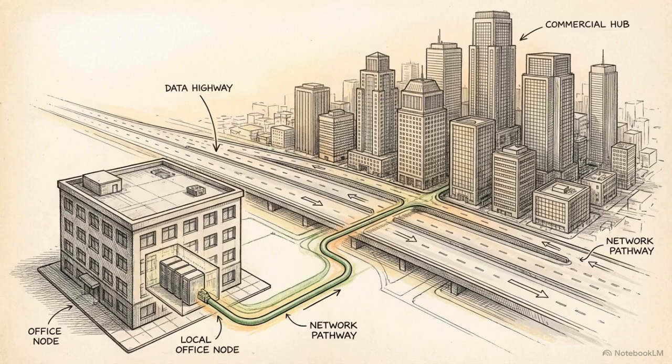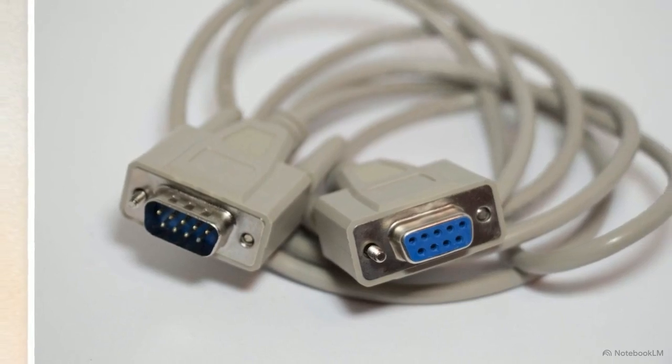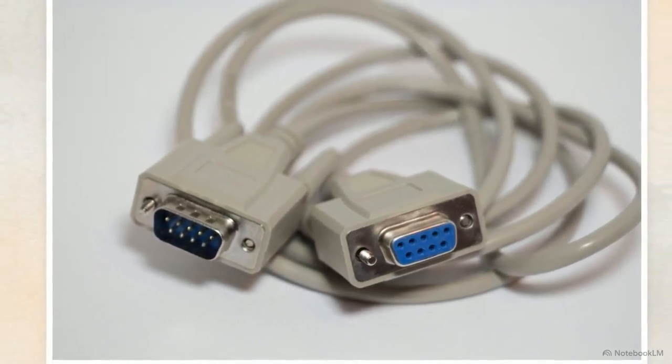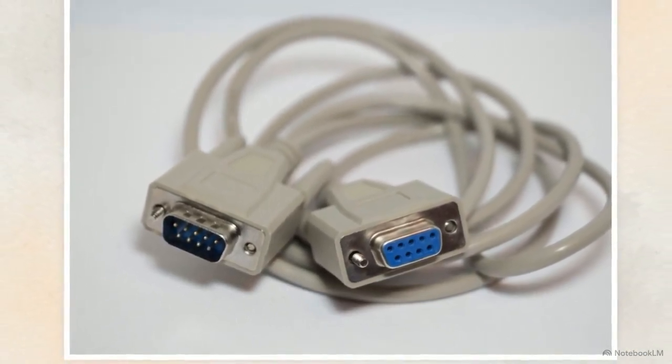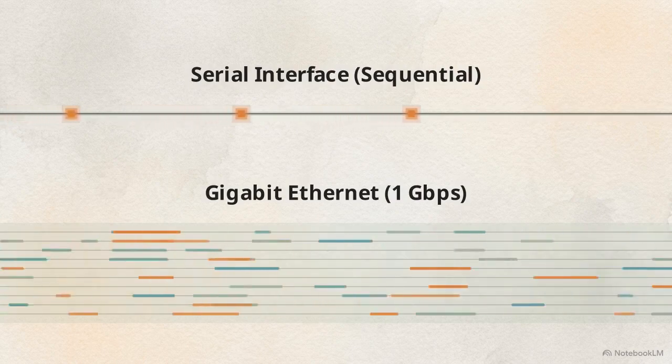For the final leg of the journey, imagine PC3 requests data from a website. Now, the packet must leave the local office and enter the Wide Area Network, or WAN. To connect to outside telecom providers, the router might use a serial interface. This beige DB9 connector is a specialized gateway for long-distance communication. Serial transmission works by sending data sequentially, 1 bit at a time, over a single channel.